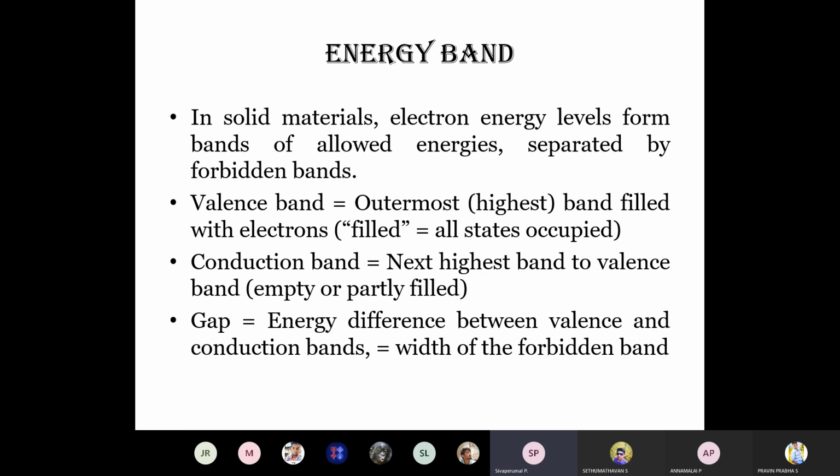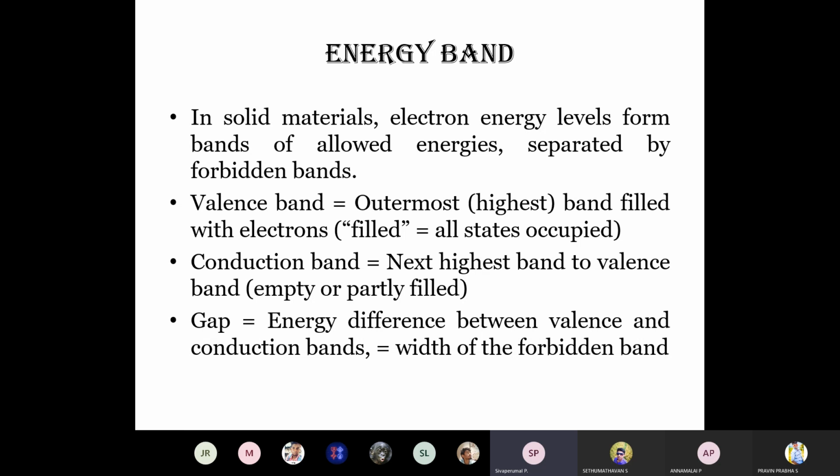So what is the valence band? The valence band is the outermost band, the highest band, filled with electrons. Filled with electrons means all states are occupied. Normally, where the states are all occupied, that is called the valence band. The conduction band is the next highest band above the valence band.